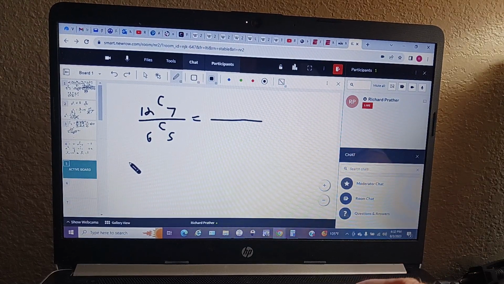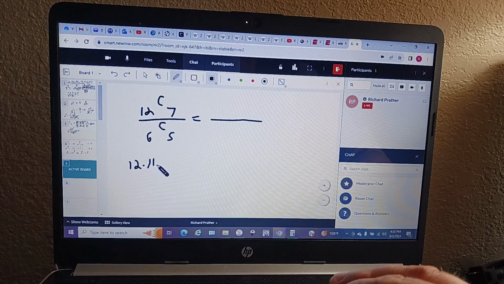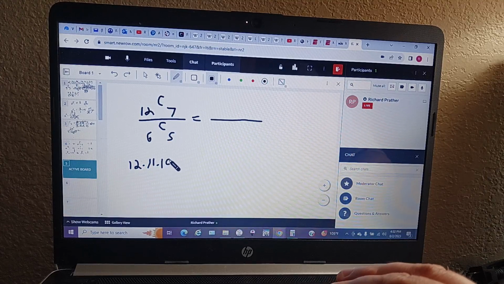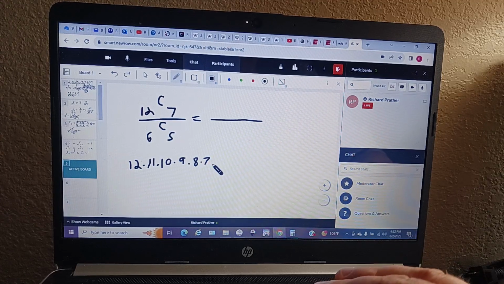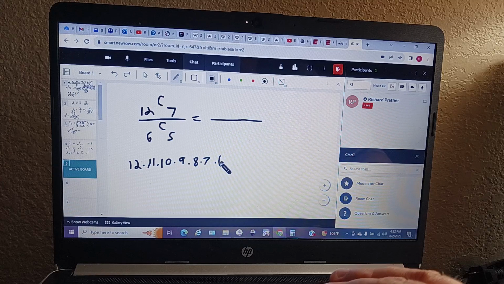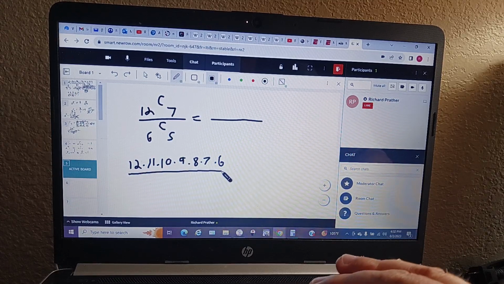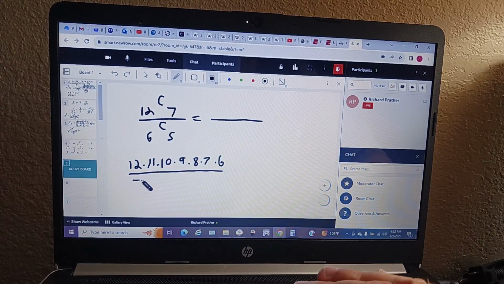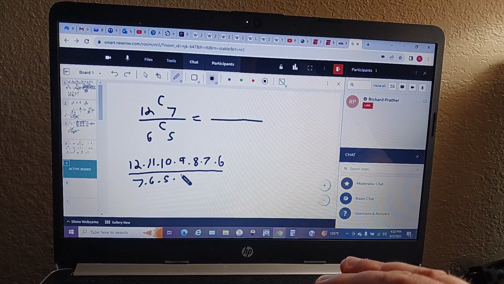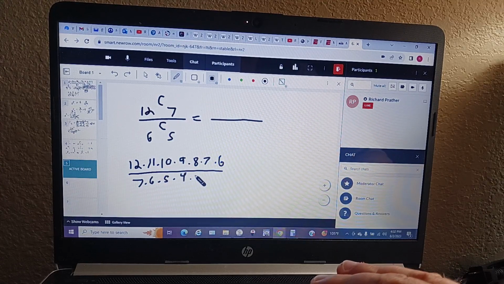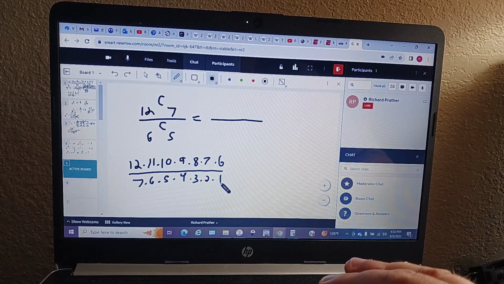12 combination 7, you would do 12. Here's my shortcut way. 12, 11, 10. Keep going until you have 7 numbers. So 9, 8, 7, 6, 7 numbers right there. And then the bottom is the back number 7 all the way down to 1. 7, 6, 5, 4, 3, 2, and 1. They both have 7 numbers.